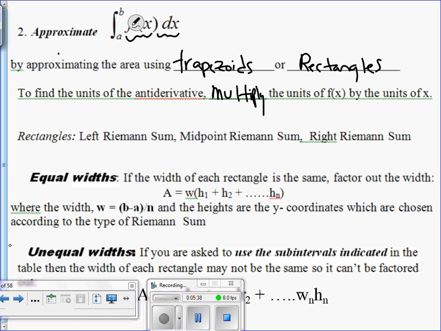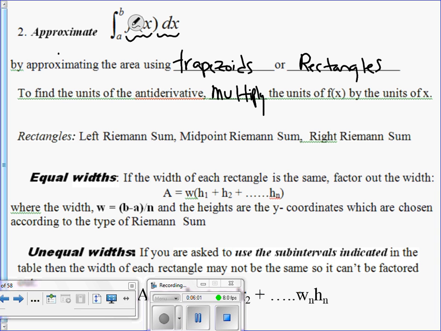If the widths of all your rectangles are the same, if you see that the points they give you are evenly spaced, then you can just pull the width out and multiply by the sum of the heights, because every rectangle has an area of width times height. So if the widths are the same, you can factor out the width and multiply by the sum of the heights. And remember how we would get the width?